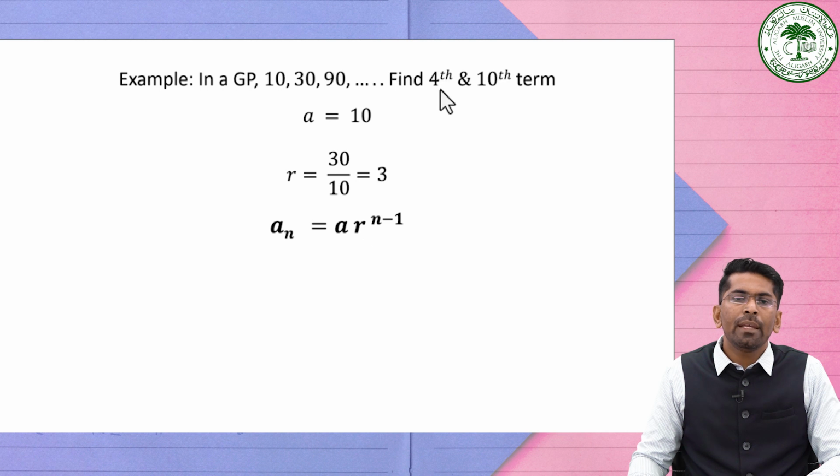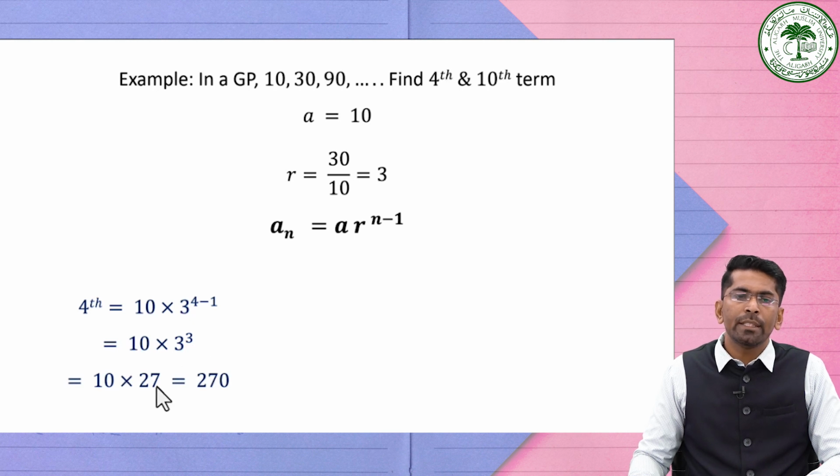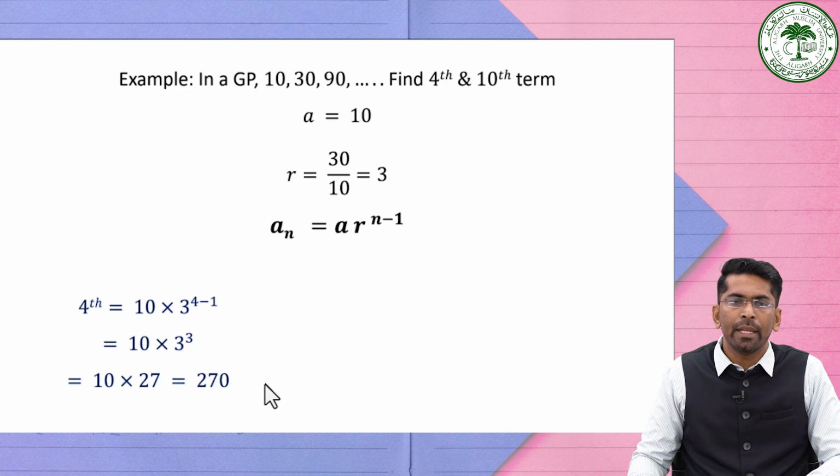Now we can find A4, that is the 4th term. It is 10 into 3 raised to the power n minus 1, where R is equal to 3 and n is 4. So it is 10 into 3 raised to the power 4 minus 1, which is 3 cube. So 10 into 3 cube, which is 10 into 27, is equal to 270. So the fourth term of this given geometric progression is 270.